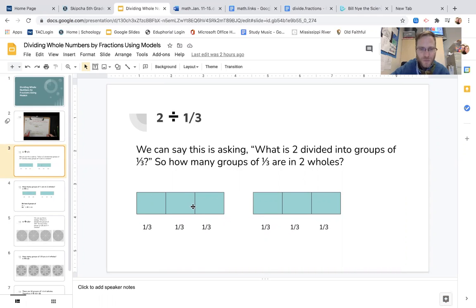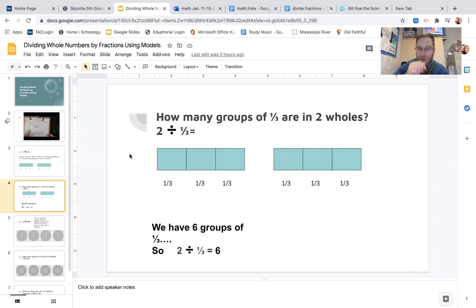Well, this 1 whole has 1, 2, 3. So 3 groups of 1/3. So there's a group of 1/3, there's a group of 1/3, there's a group of 1/3. Okay? And right here, there's a group of 1/3, there's a group of 1/3, and there's a group of 1/3.